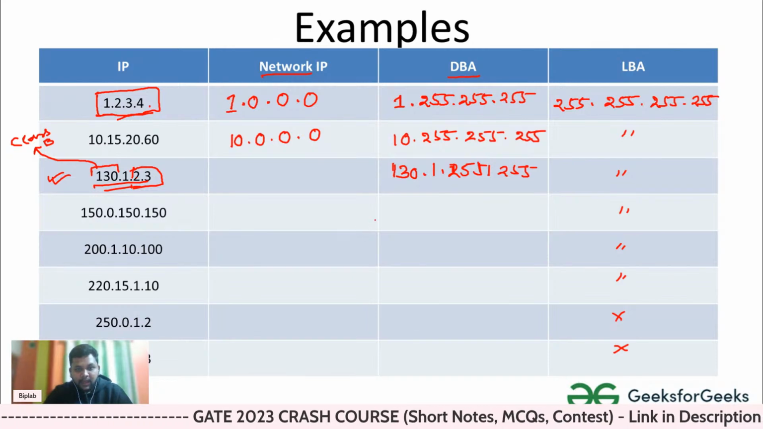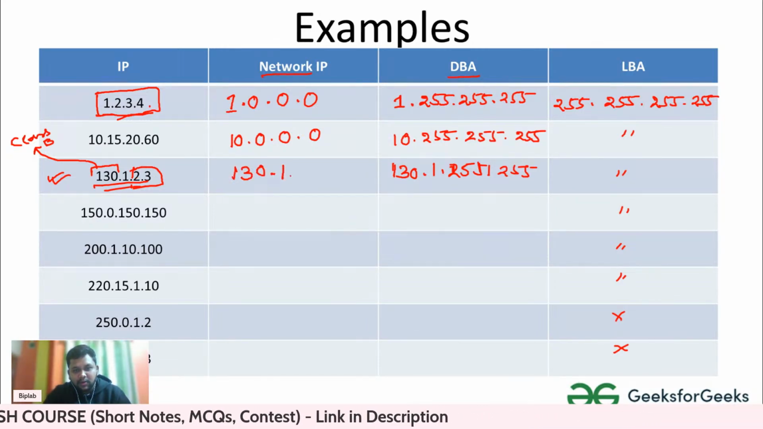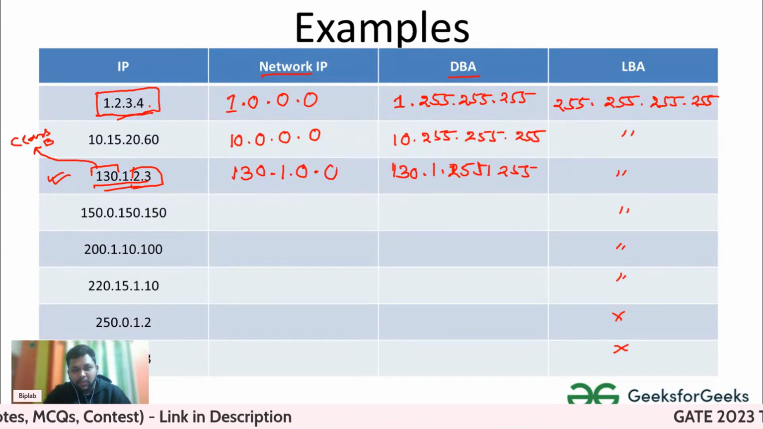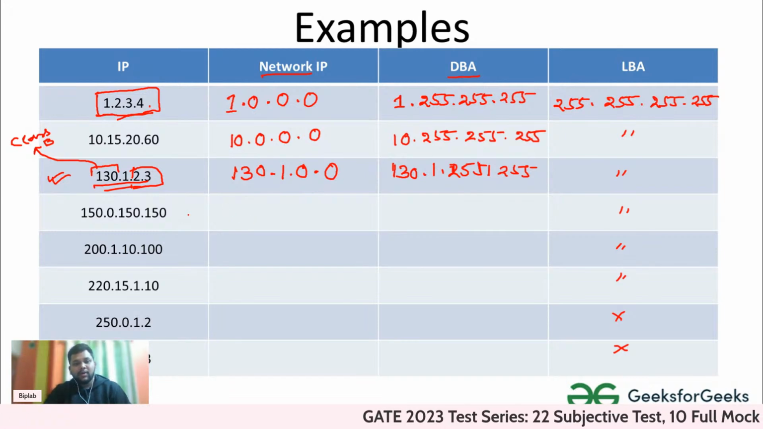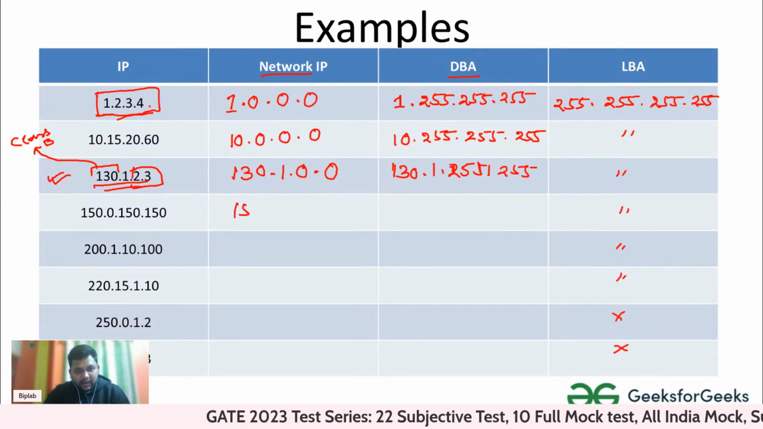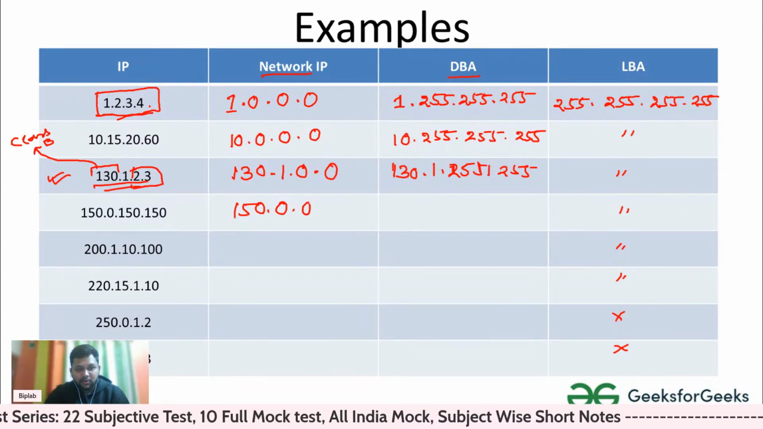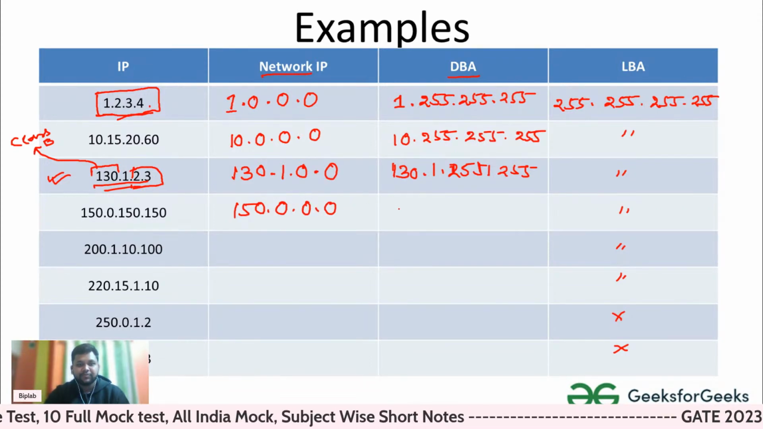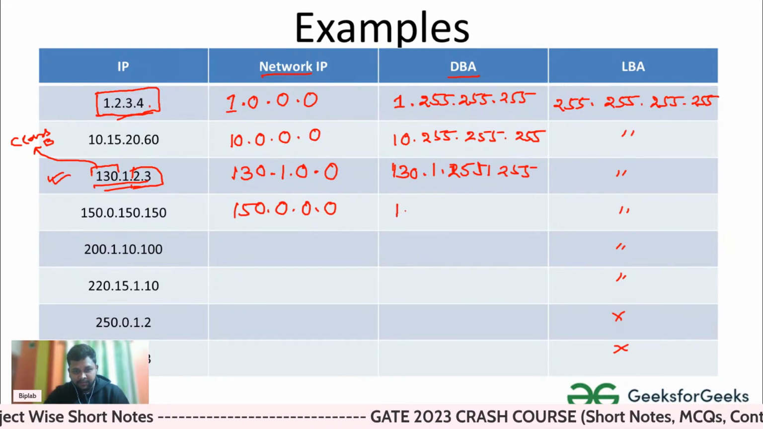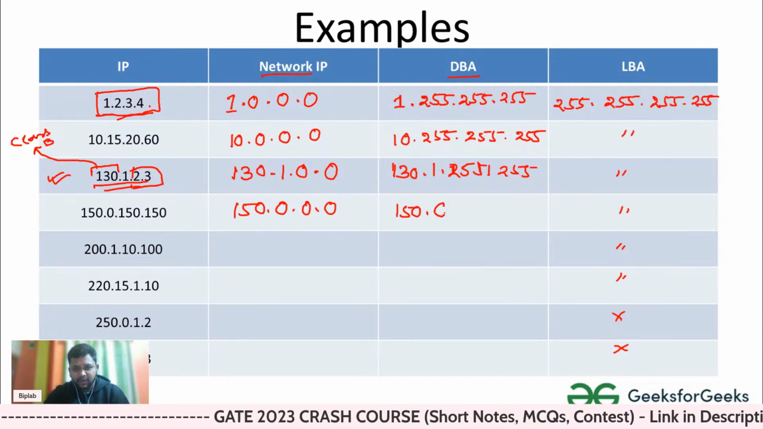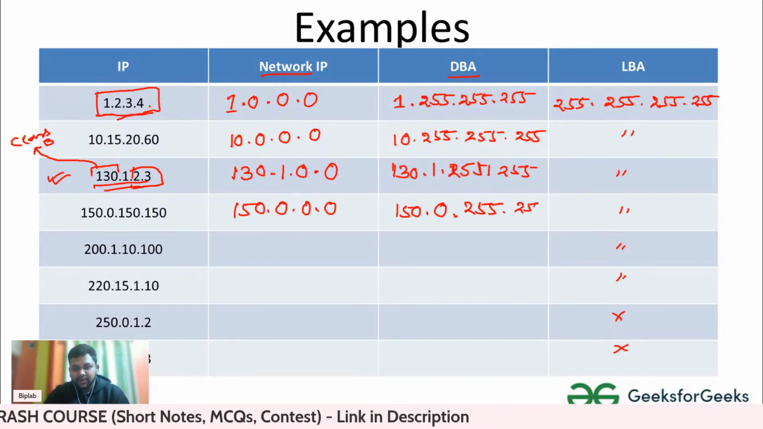Okay. And in the network ID also, the same way you can write 130.1.0.0. Okay. So yeah, the same way we can write it here. It also belongs to class B. So 150.0.0.0 is the network IP, and the directed broadcast ID is 150.0.255.255.